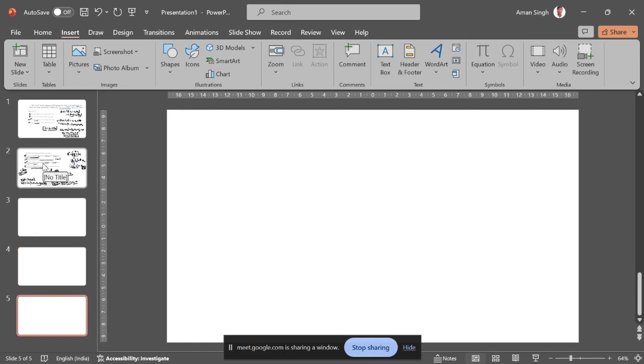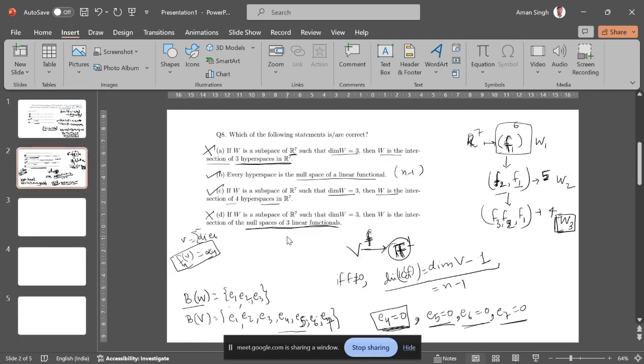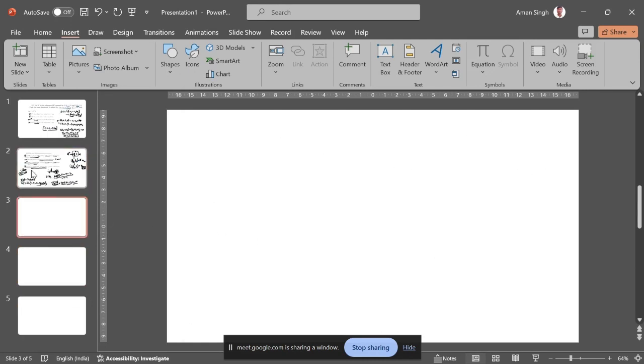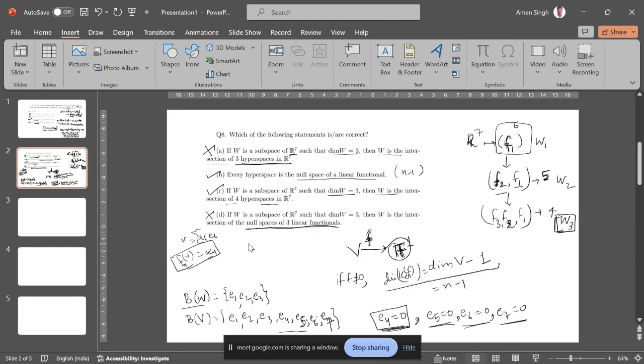Option, can you explain? Okay. So in this C option, we have W, which is of dimension 3. I'm talking about the standard basis. These are three vectors, E1, E2, E3, which span W. E1, E2, E3 is a basis of W. Understood? Good. So we can extend to a basis of V.